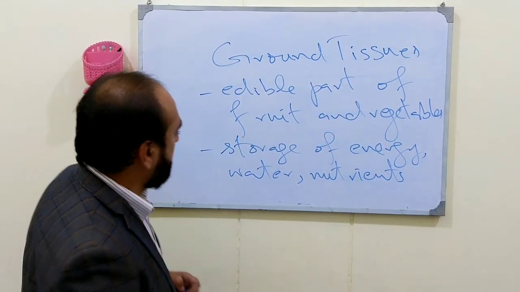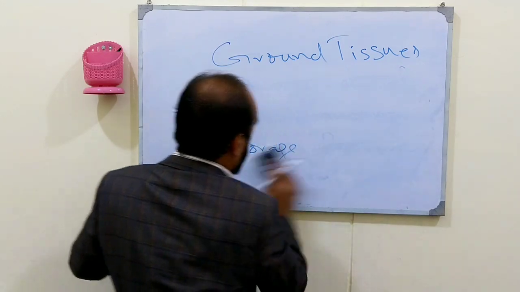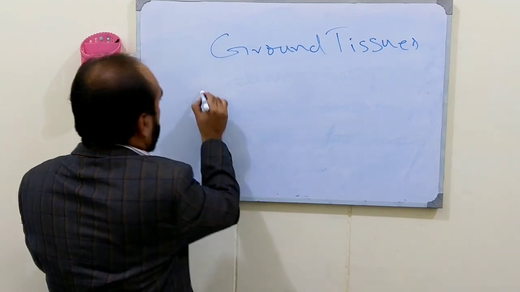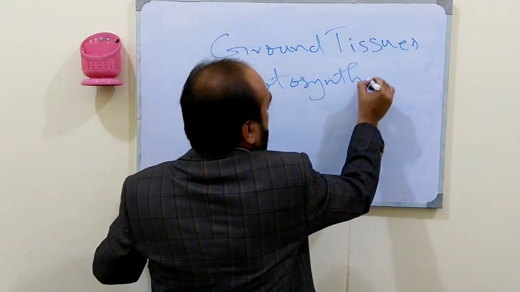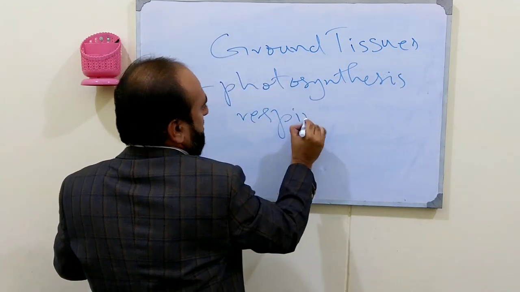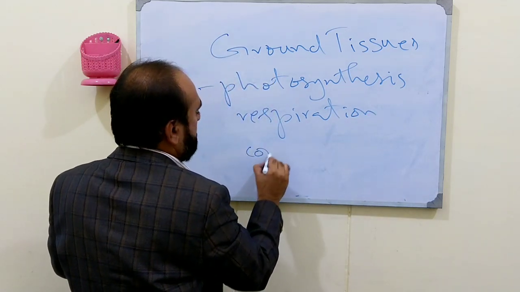They are responsible for important plant processes like photosynthesis, respiration and conversion of glucose to starch.